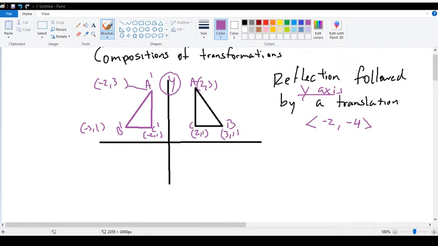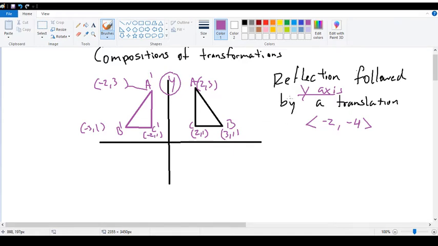Alright students, so today in this video we are going to look at compositions of transformations. And what that means is basically we have more than one transformation. So it could be a reflection followed by a translation, it could be a rotation followed by a reflection. So if it's two or more transformations, then we call that a composition of transformations.